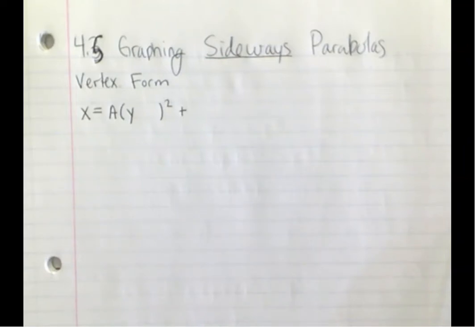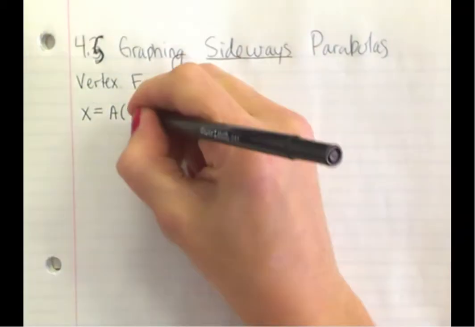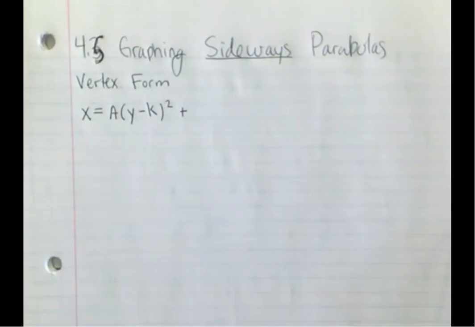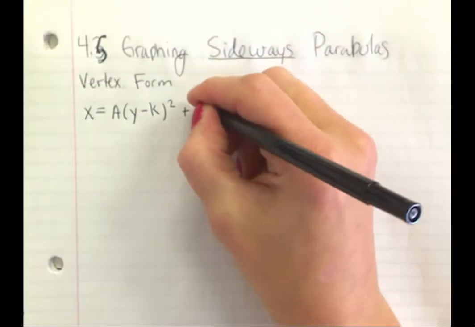Which letter goes with the y-coordinate of the vertex? K. K goes with the y-coordinate. Put a K here. A is just a stretch. Okay? Which coordinate goes with X? H. Put an H here.